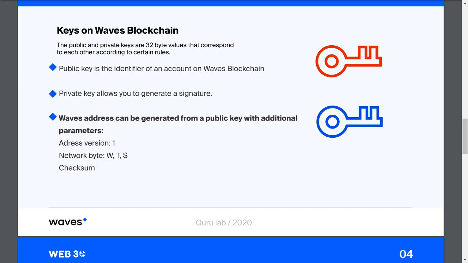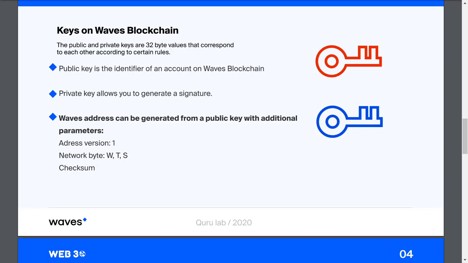So your public key is like your own ID, your identity on the Waves blockchain, while your private key is what allows you to generate a signature. It is your private key that is used in signing transactions. It is your private key you use in proving ownership of an account. So when you want to send money out of an account, you need your private key to sign that transaction, proving that I am the owner of this account.